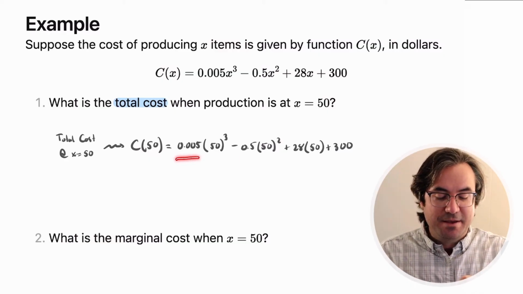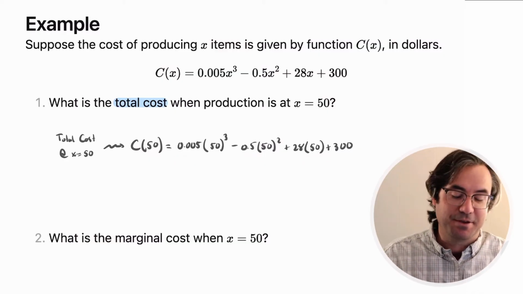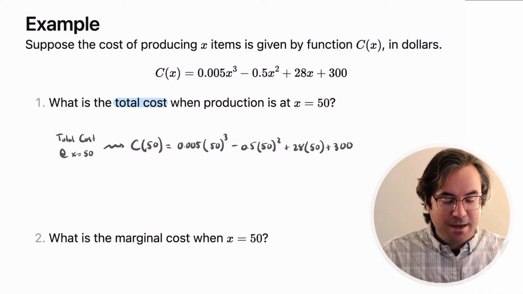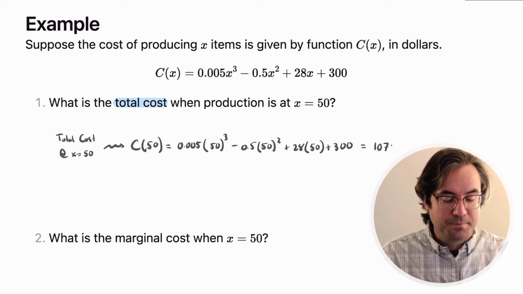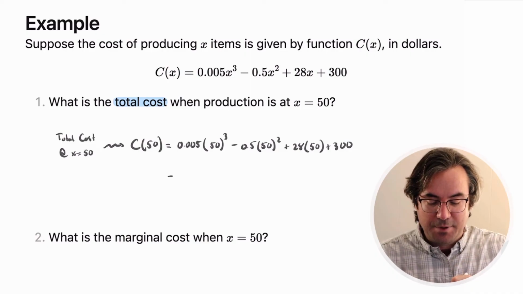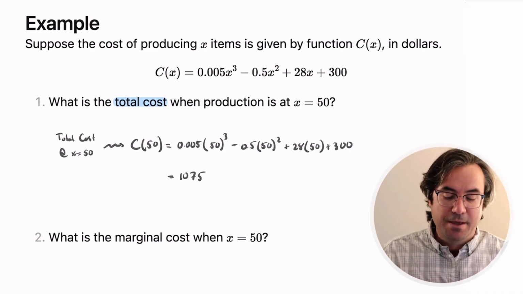Now, if we wanted to, we could simplify that down. This is something you would need a calculator for, since this function's a little bit more complicated. Let's write that down on the line below. It does simplify into 1,075.